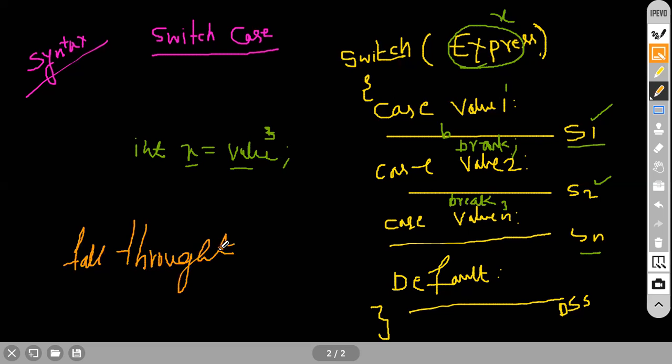So what is this fall through? See, suppose think like that. Suppose the variable x is equal to 1. I will provide x is equal to 1. Case 1, this condition is true, the x value is equal to 1. Again, case 1 is true, and this statement is executing. If I am not placing any break here, what happens?